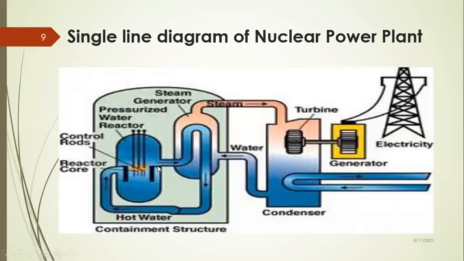From here the high temperature and high pressure steam is fed through the steam generator, and through this the steam is moved to the turbine, which is connected with the generator, and electricity is produced. The condenser is also there, through which cold water is circulated to condense the hot steam, and it is again connected with the reactor. So this is a single line diagram for the nuclear power plant.